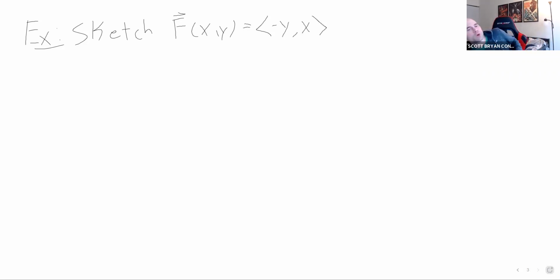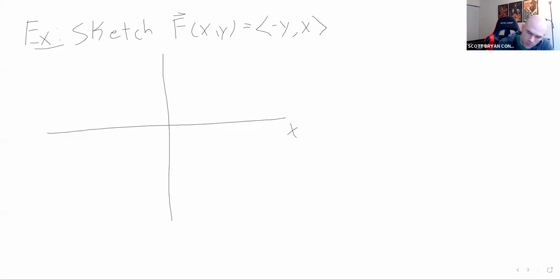So for example, let's sketch the vector field on R2, F of (x, y) is (negative y, x). So what we're going to do is pick certain points, plug them in, and see what vector we get, and then plot that vector.